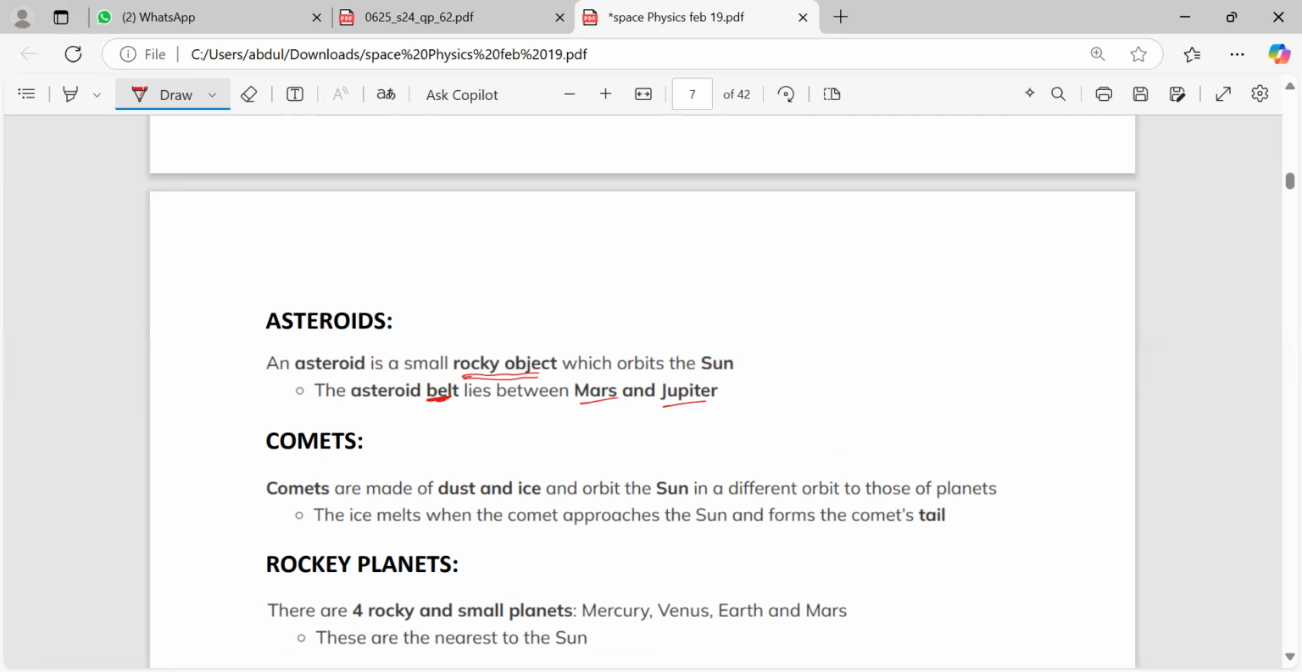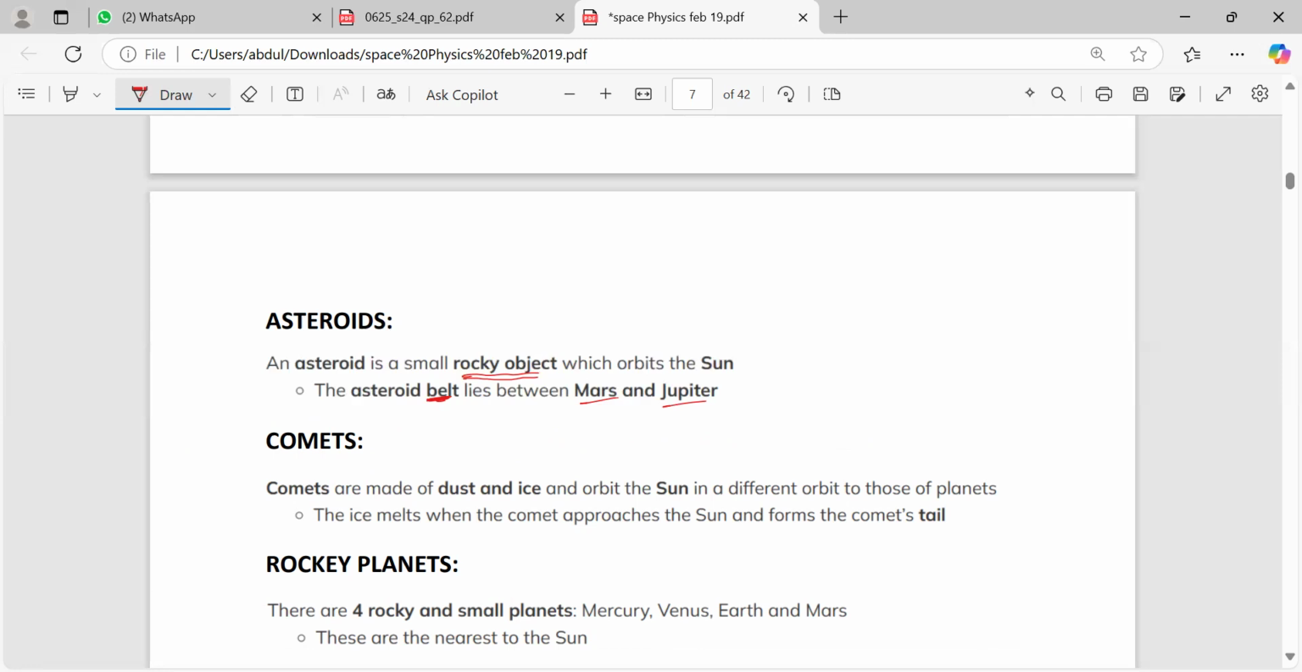After Earth, this is Mars, planet Mars, and then between Mars and Jupiter, the belt of the asteroids is present. Now see the use of belt. Even the belt which we are using in our pants around the waist is also like an orbit around our body. A belt rotating different parts of the car engine also has the meaning of an orbit. So the asteroid belt lies between Mars and Jupiter.